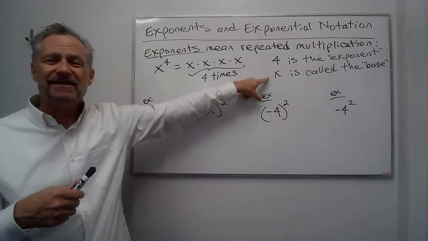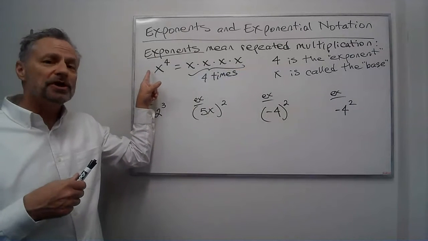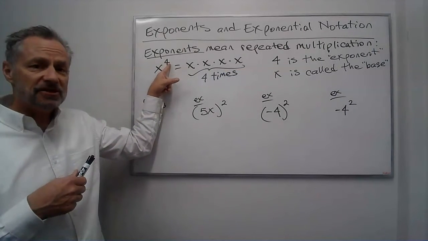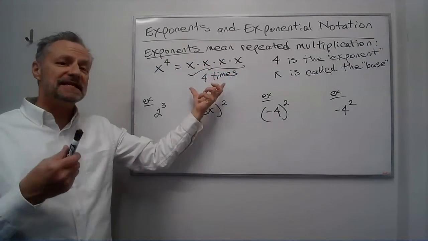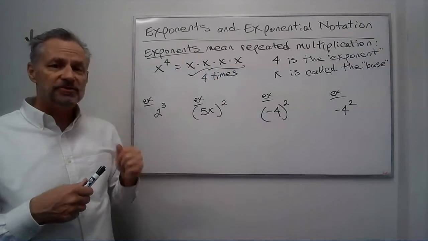X is called the base. The base is what we're going to multiply together, in this case 4 times. So we do x times x times x times x. We multiply that 4 times because the exponent, or the power, is 4.